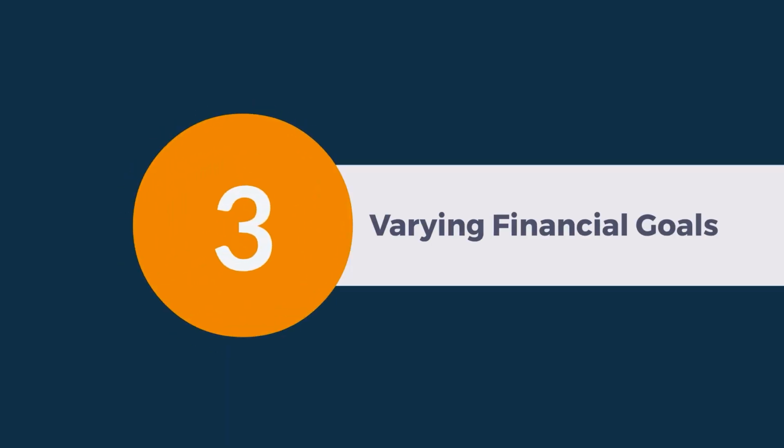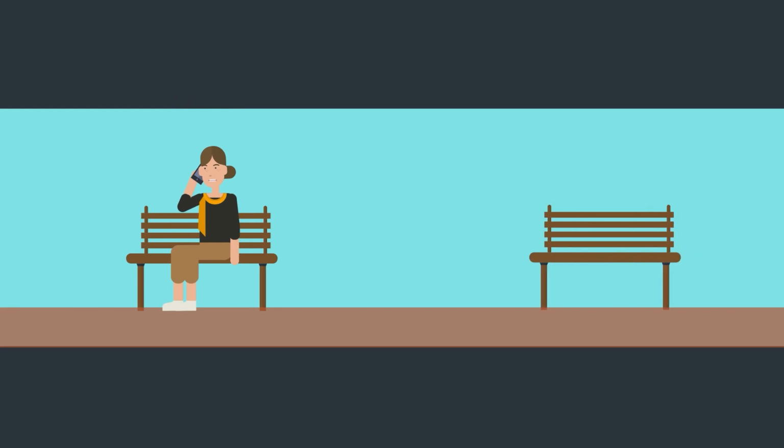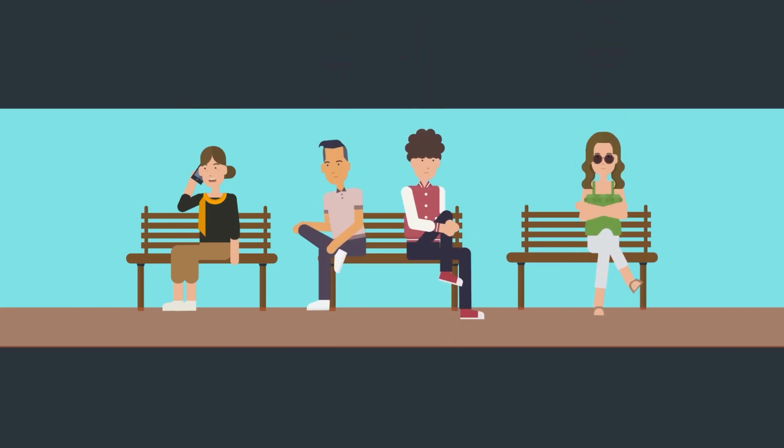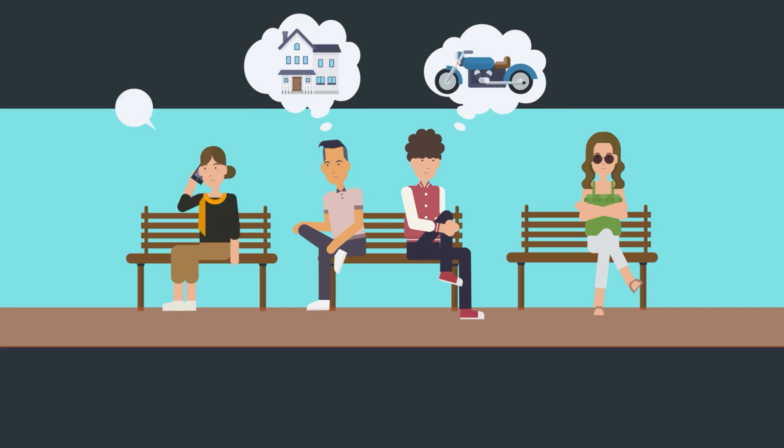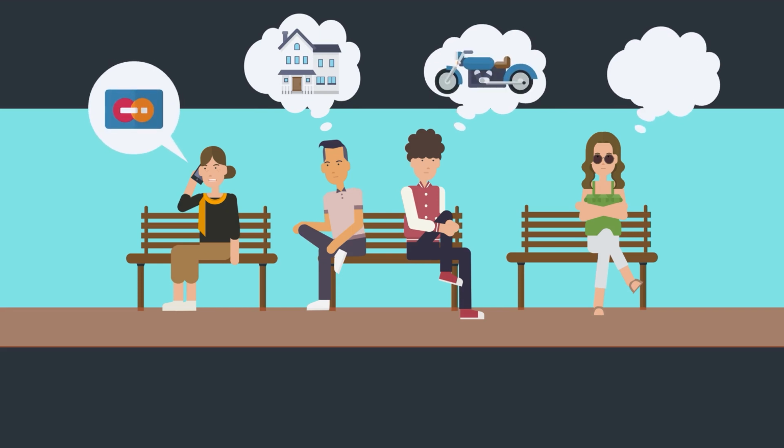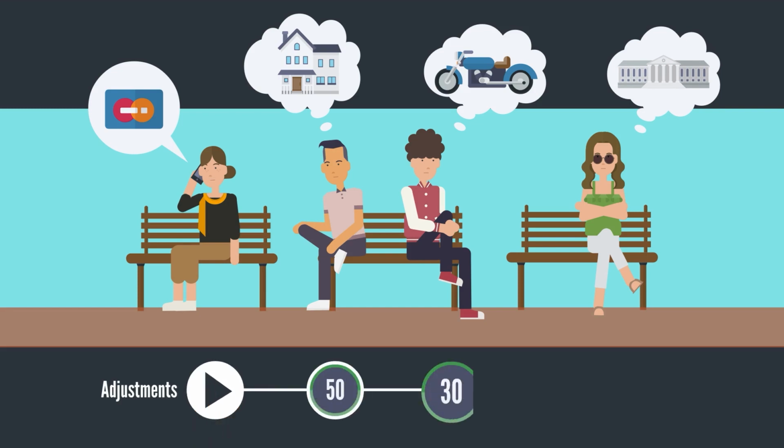Varying financial goals. Each person's financial goals differ. Some individuals may prioritize saving for a down payment on a home, or paying off student loans, while others may focus on building retirement savings. Adjustments to the 50-30-20 rule may be necessary to align with specific goals.